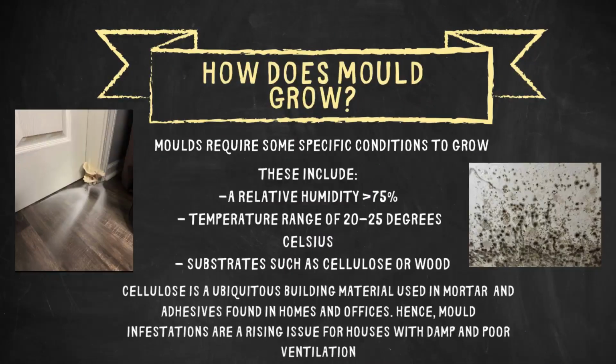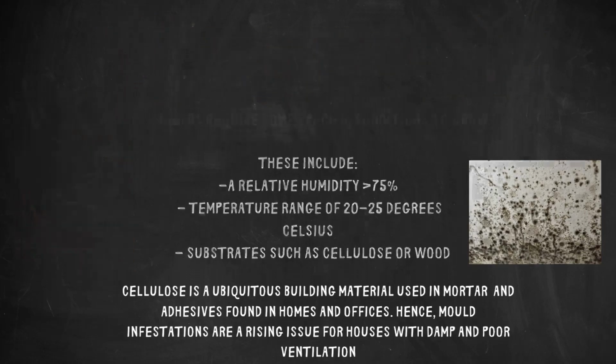Moulds require specific conditions to grow. These include a relative humidity greater than 75%, a temperature between 20 and 25 degrees Celsius, and a substrate such as cellulose, a ubiquitous building material used in mortar and adhesives. Mould infestations are an increasing issue for buildings with damp and poor ventilation.